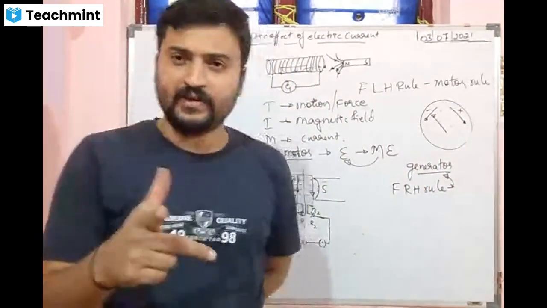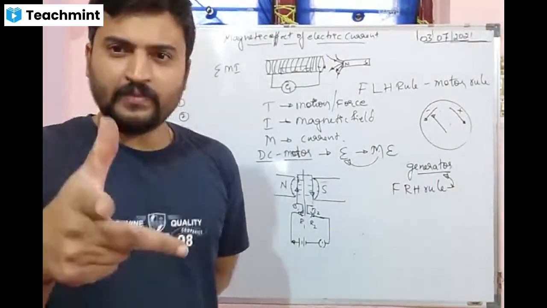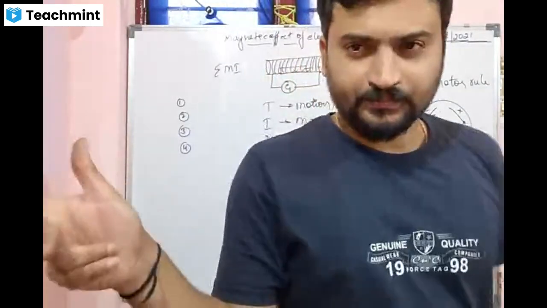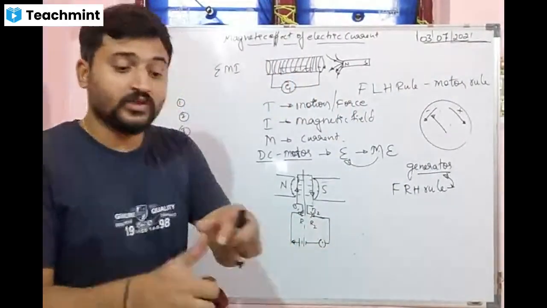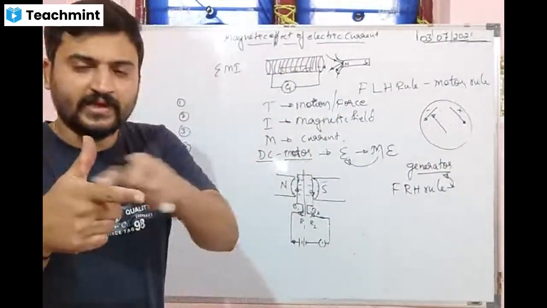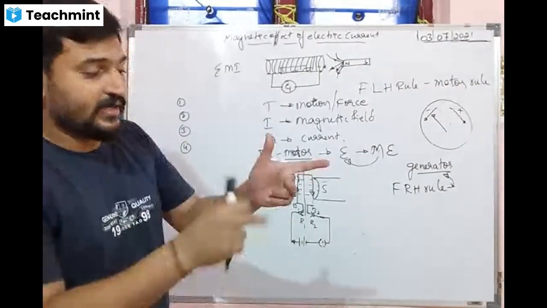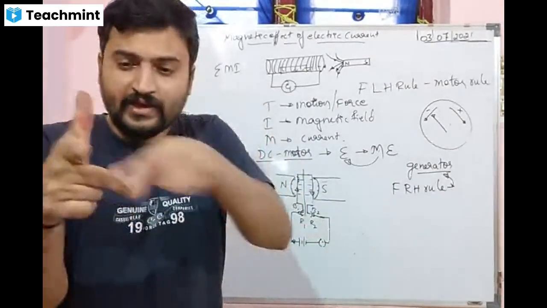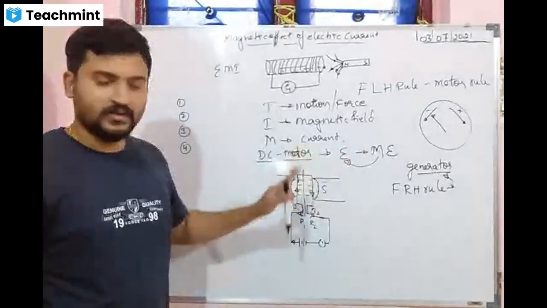Again, you hold the three fingers: thumb, index, middle finger, mutually perpendicular to each other. What we are doing is giving motion from the thumb. Already there is a magnetic field, and here we get electric current. Earlier we were giving current and getting force. Now we give force and current is coming. The difference is clear, right?